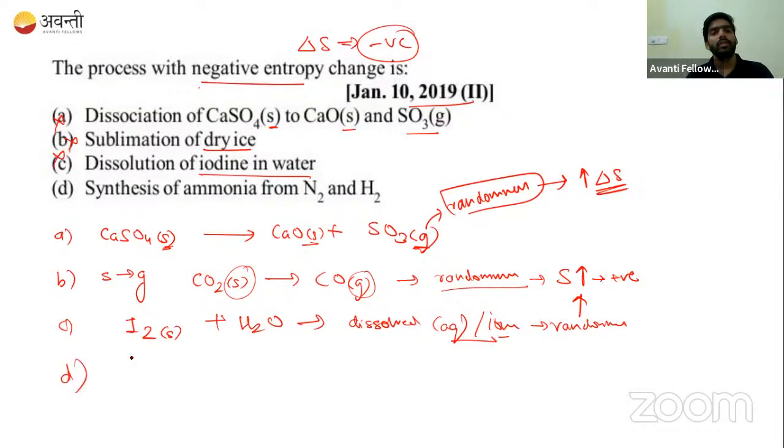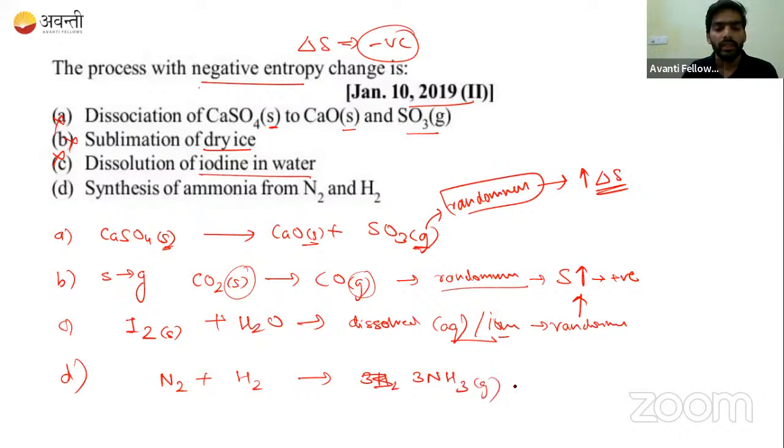That is the wrong statement, that means not the negative entropy. D. Now, synthesis of ammonia from N2 and H2 gas. Now we are synthesizing ammonia from N2 gas plus 3H2 gas. Sorry, it will give us 3 NH3 gas.